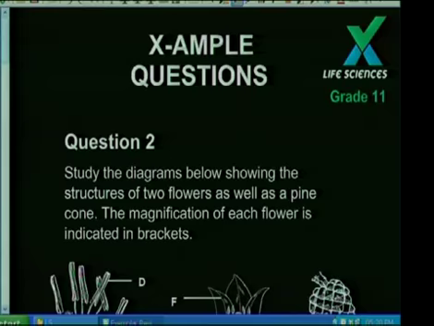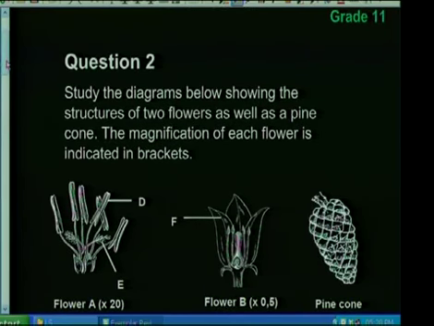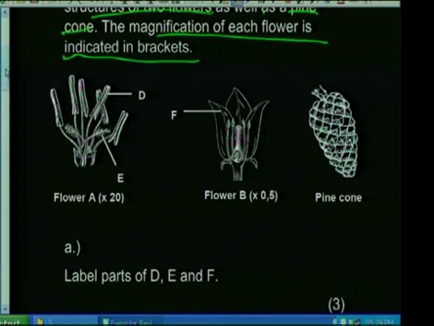So that question dealt with a lot of animal diversity. We move on to plant diversity in question 2. And the question starts the following. Study the diagram below showing structures of 2 flowers as well as a pine cone. So they're giving you 2 flowers and they're giving you a pine cone. The magnification of each flower is indicated in brackets. So they gave you the magnification of that particular flower that we have drawn here. So they have flower A, flower B, and they have the pine cone.